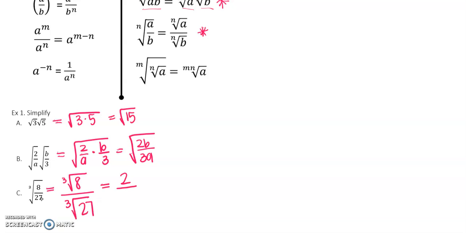And again, you could do the tree here, but these are small numbers that you should be able to think of. So what number, when you multiply it by itself three times, gives you 27? That's going to be 3, so your answer would be 2 over 3. Alright, so these are your answers for the first one.